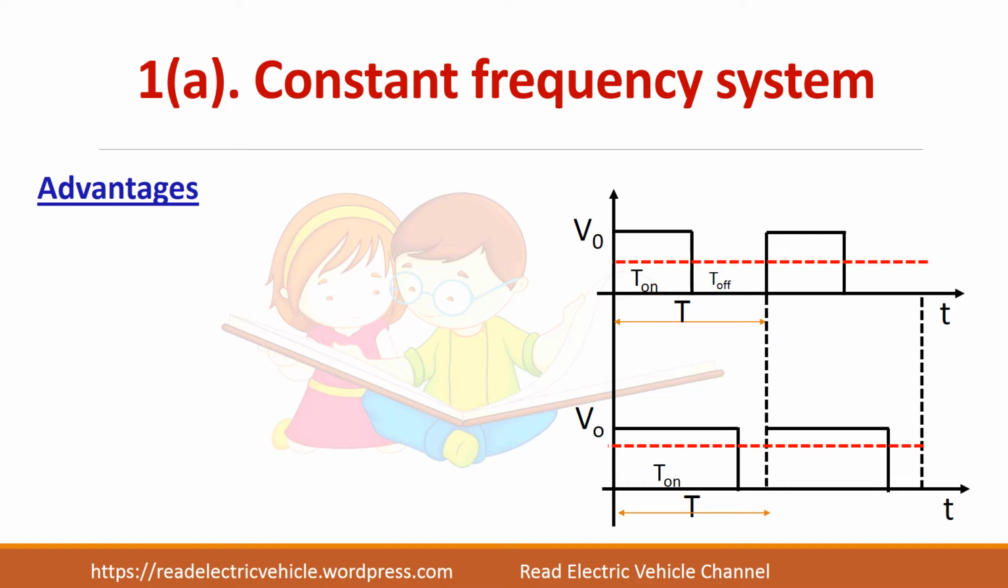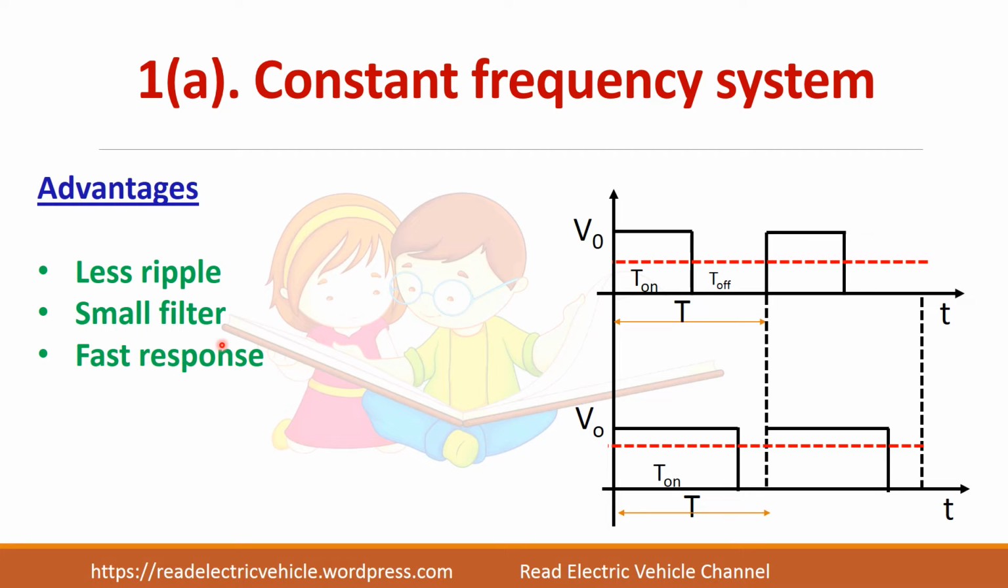Let us see the advantages of this system. Here you get only less ripple. The main advantage is that your total time period remains constant, so the filter requirement can already be designed for a particular frequency. A small filter size is enough, and you get a fast response in the pulse width modulation technique.